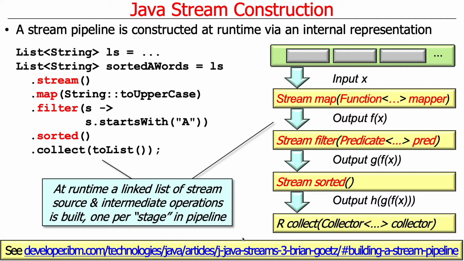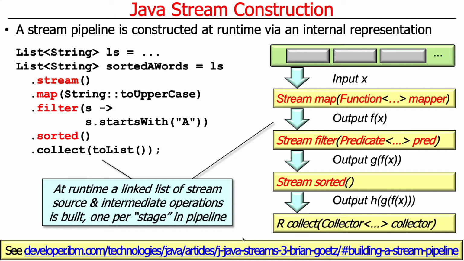at runtime a linked list of the stream source, which in this case is this list of strings, and all the intermediate operations. And in this linked list, every node corresponds to a stage in the pipeline. So these are the stages, right? This is the linked list that's being built.